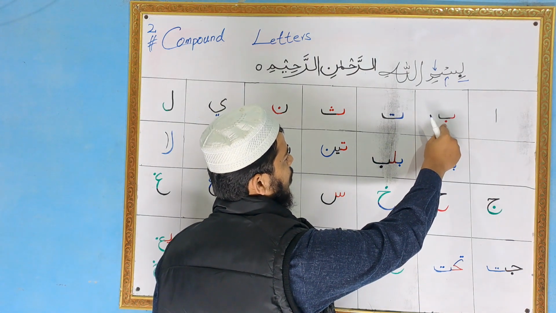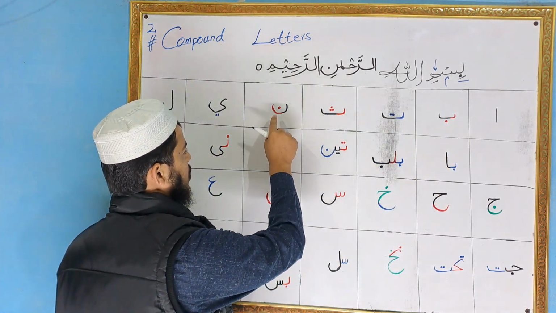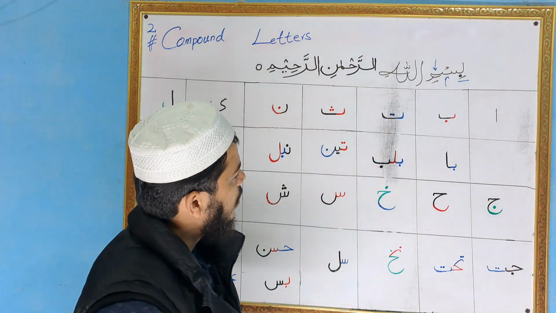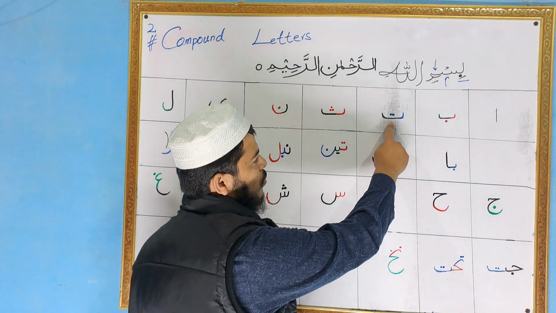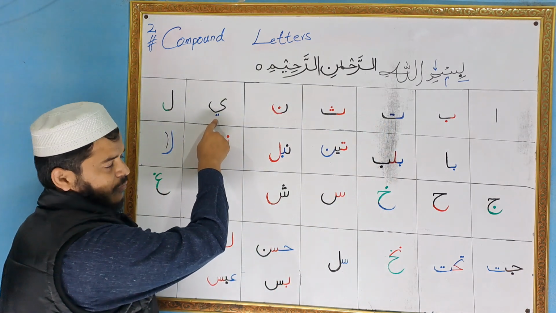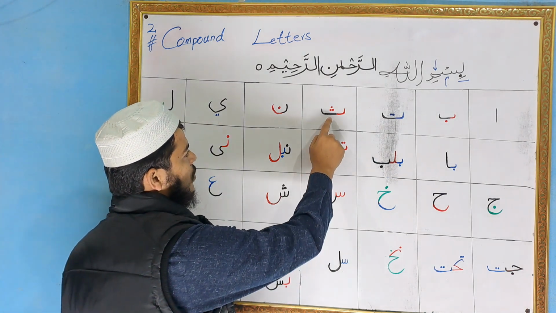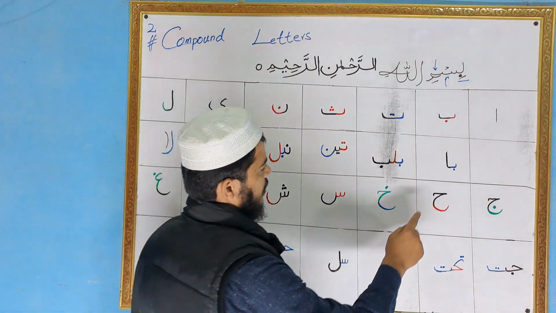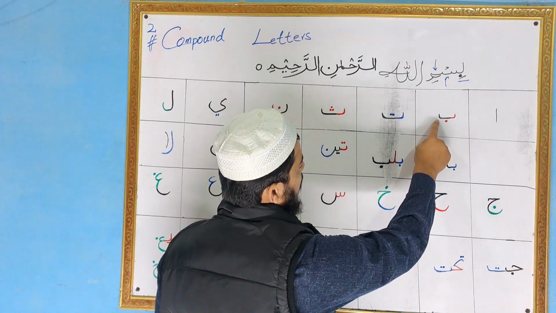If the dot is in the bottom, we consider it ba. If one dot is on top, we consider it noon. Okay? And similarly, if 2 dots are on the top, we consider it ta. And if 2 dots appear in the bottom, we consider the same shape as ya. And 3 dots on the top will be tha. So you can see there, I have put 2 colors, red and black.